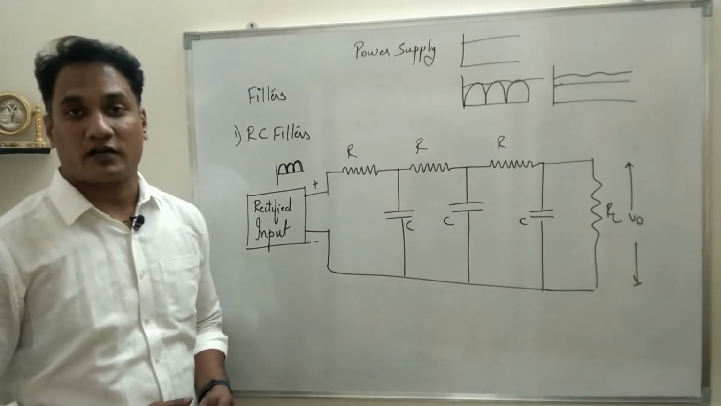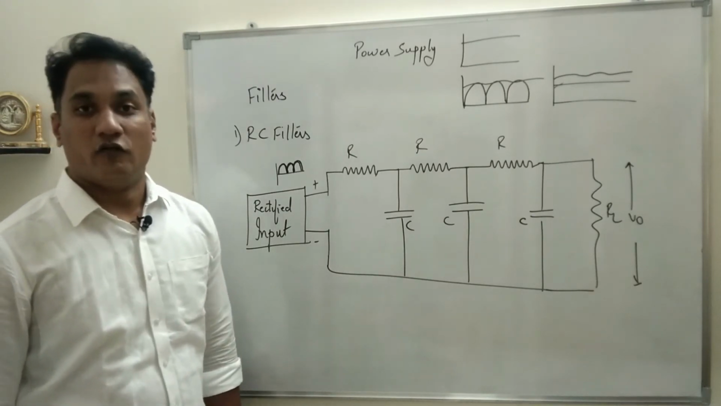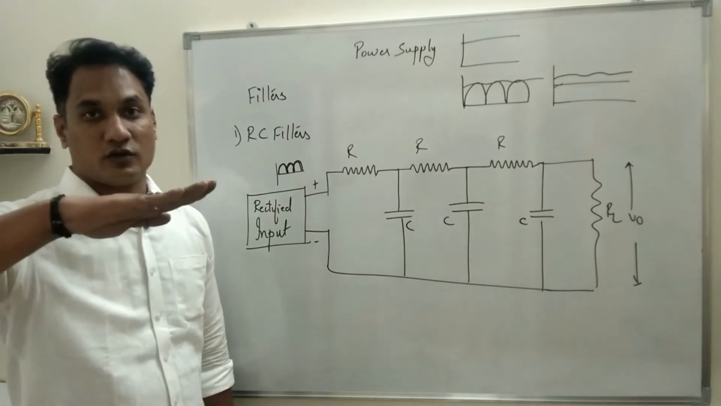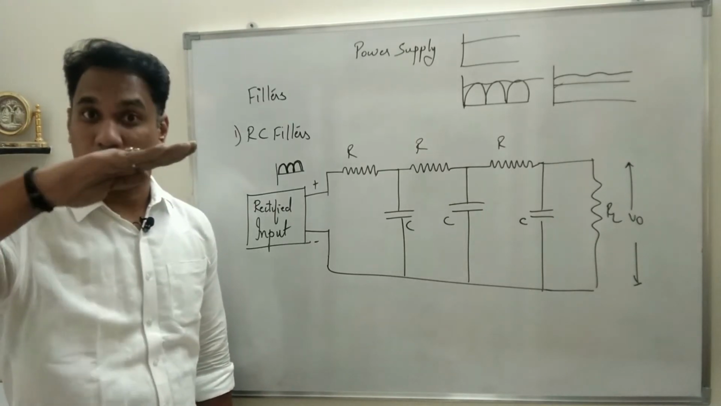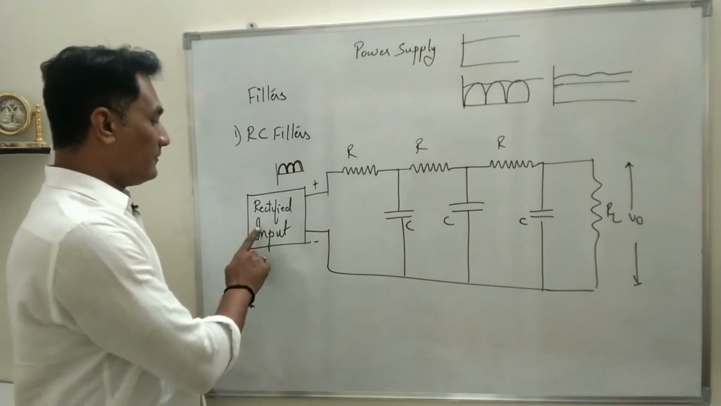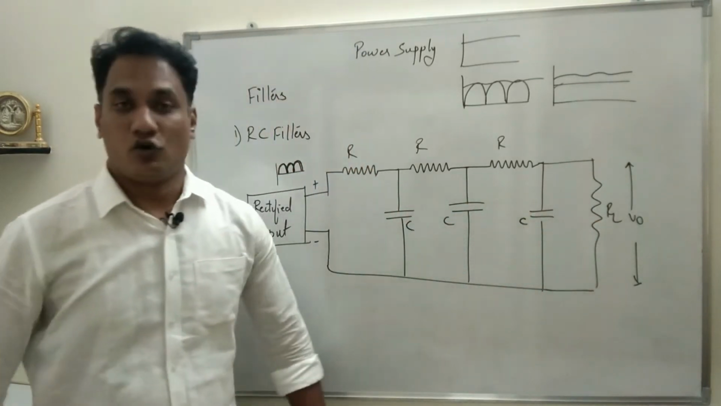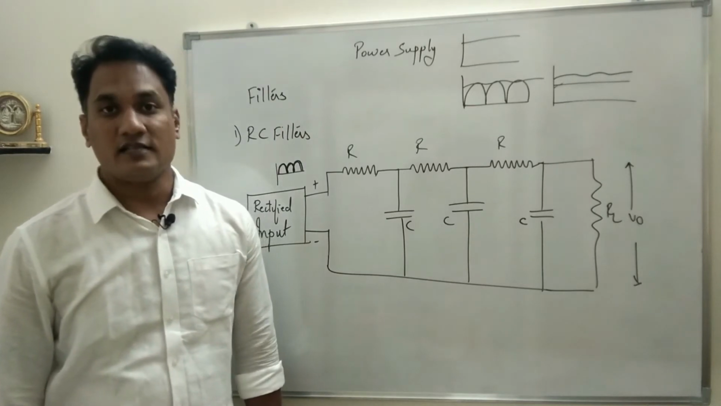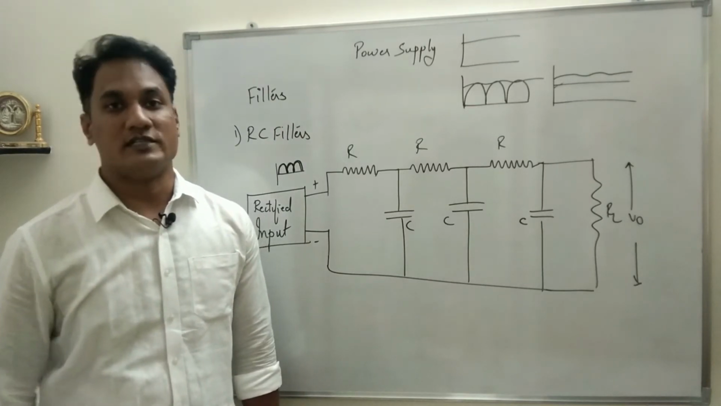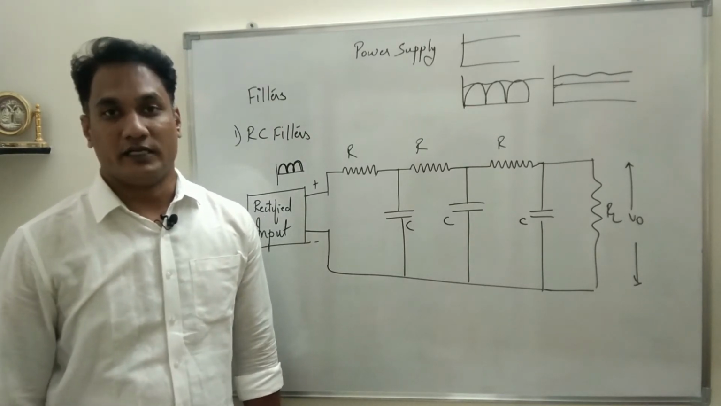The last part of this chapter will be the voltage regulator, which makes sure that the output voltage is constant irrespective of any change in the input voltage or any change in the load resistance. The circuit is called a voltage regulator, which we will see in the next video.